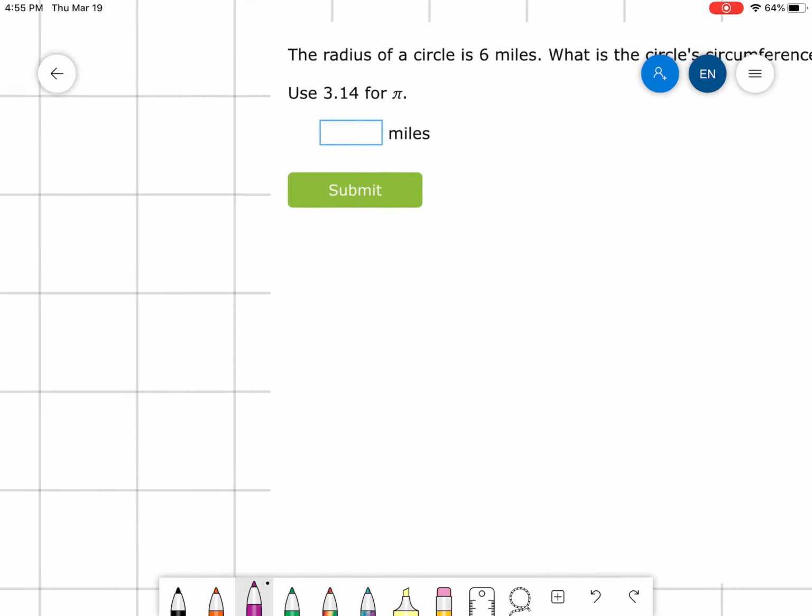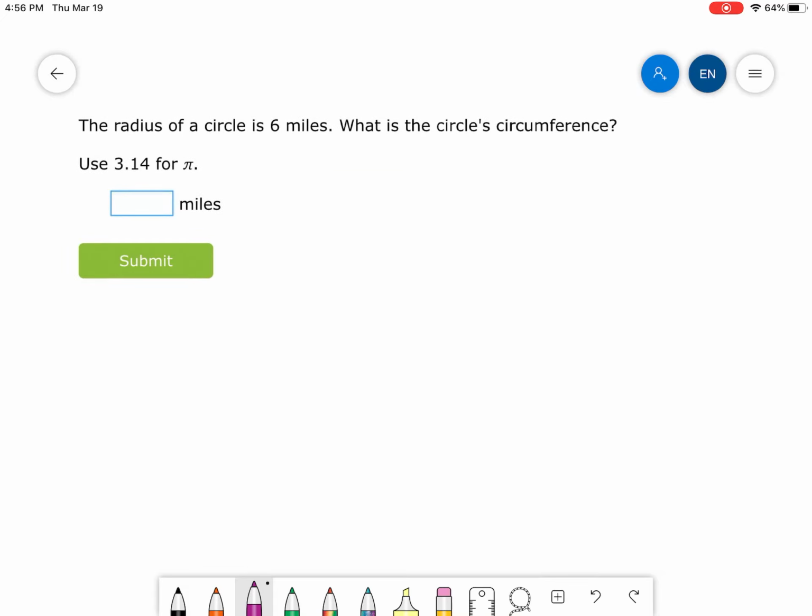One more example. This one doesn't give you a diagram, so I would suggest that you draw your own diagram. It tells us the radius of a circle is 6 miles. So we know we're dealing with a circle, and it tells us that the radius, which is halfway, is 6 miles. Then it asks us, what is the circumference?